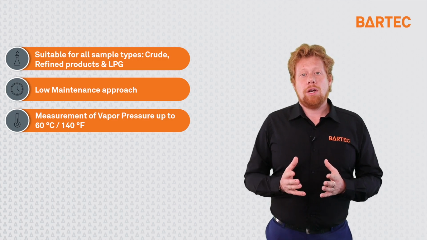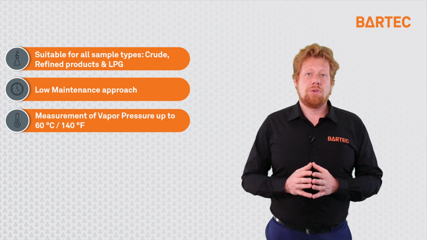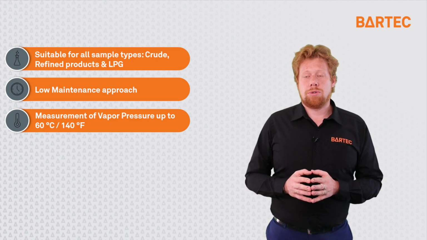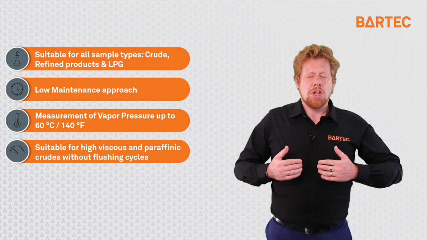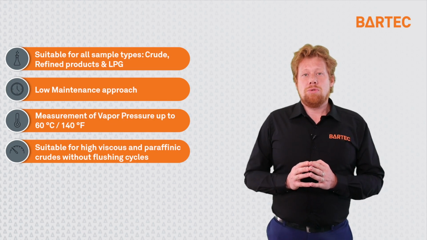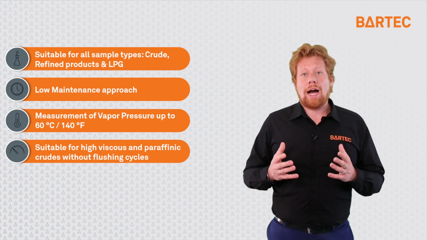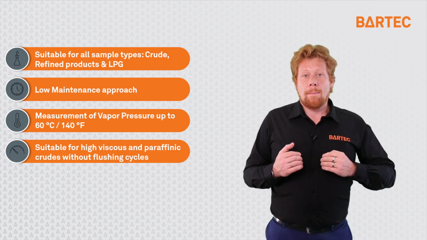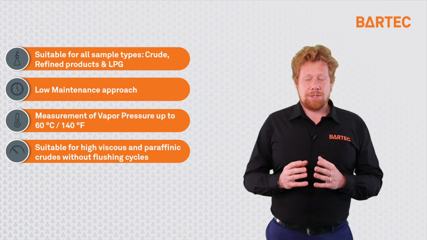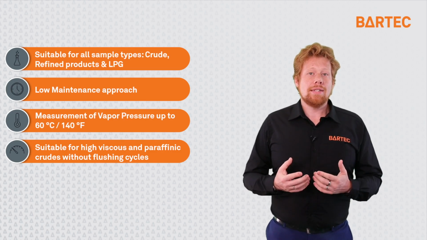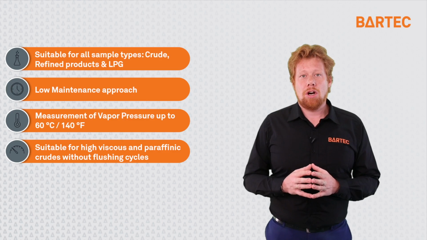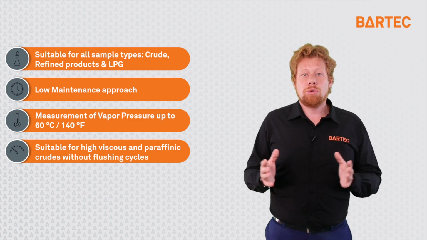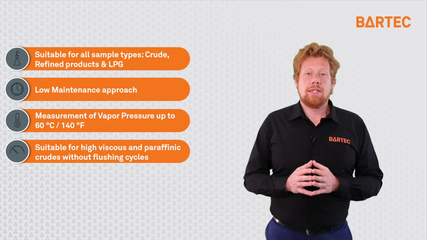By going all the way up to 60 degrees Celsius or 140 degrees Fahrenheit, it allows measurement of TVP, for example, for storage applications. The RVP4 is not only suitable for crudes, it is suitable for highly paraffinic and highly viscous crudes due to its design with no flushing required in between cycles. This minimizes the amount of flushing fluid required as well as maintenance and shortens the time in between different measuring points.